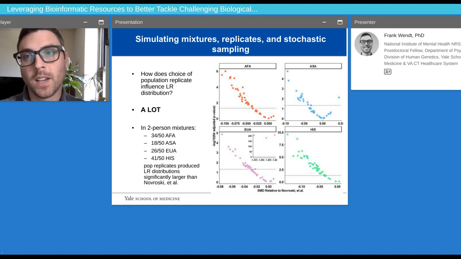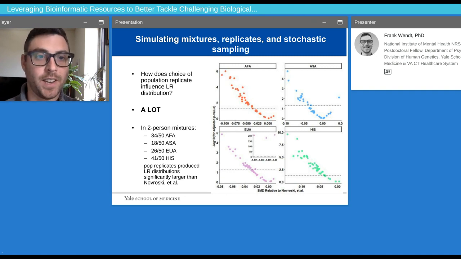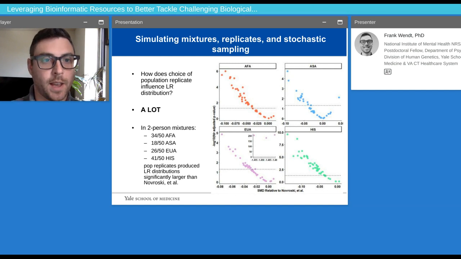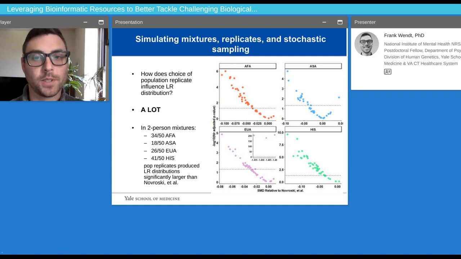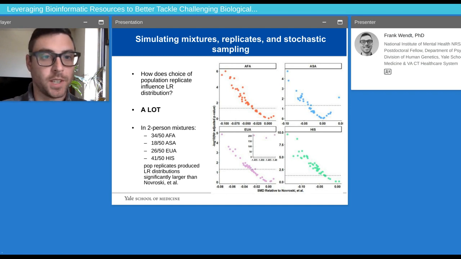So the higher the data point, the more significant the difference between our distribution of likelihood ratios and Nicole Novroski's distribution of likelihood ratios. What you'll notice here is that first and foremost, there are a lot of data points in all four of those facets that are above the dashed line. This indicates that we saw a ton of significant differences when compared to the distributions from Novroski et al. I do also want to point out here that with the exception of the Asian American population, over half of all of the other population groups produced a significantly different likelihood ratio distribution, which is suggesting to us that your choice of replicate, and even just using one replicate, may not be very sufficient in terms of accurately modeling what you think should happen with the data that you've truly genotyped.